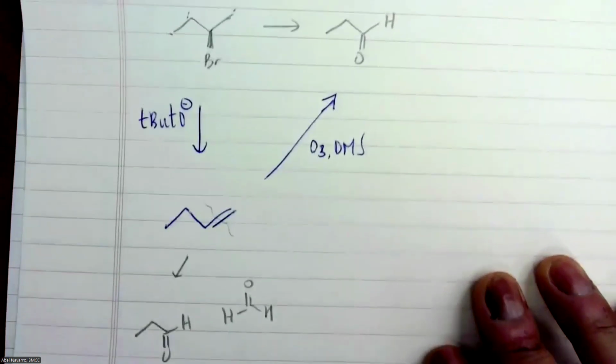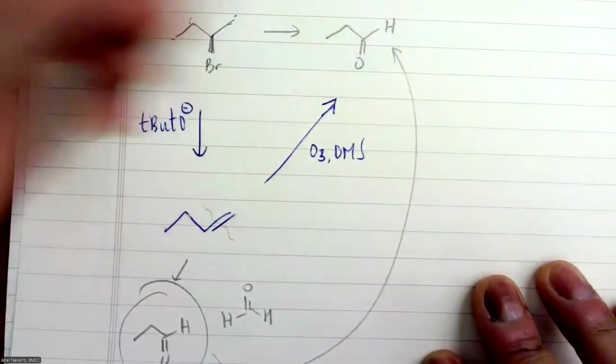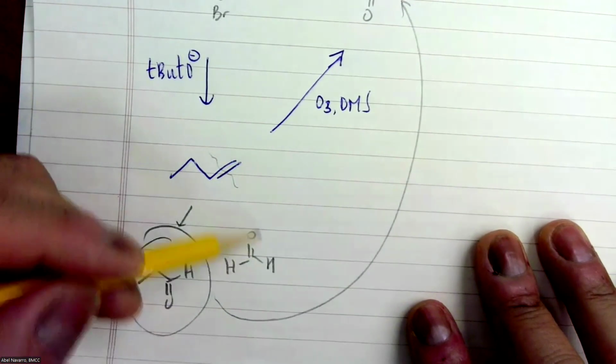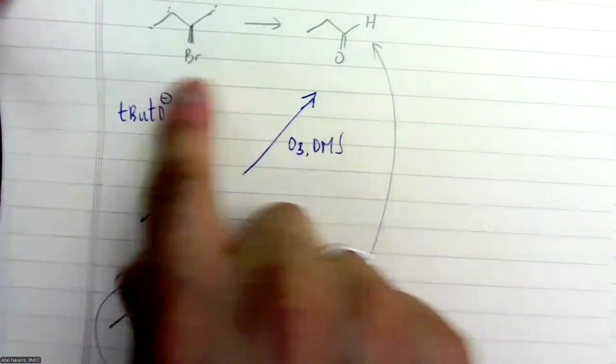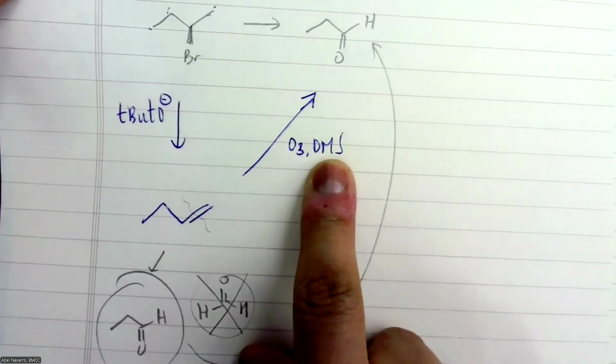Those 2 will be the product. And that's the product that you want. This one is a side product, which you just eliminate. Okay? See, this synthesis has only 2 steps. That's all.